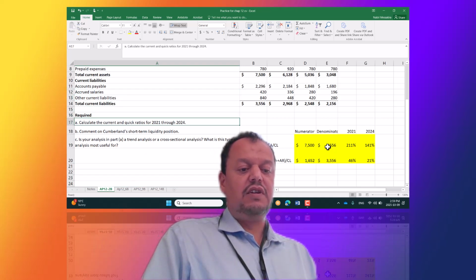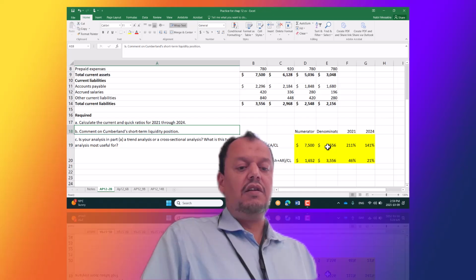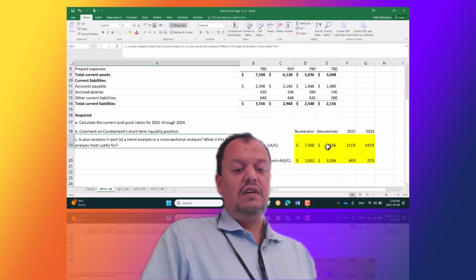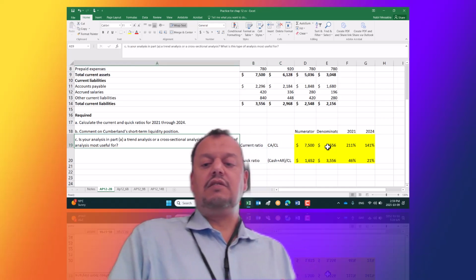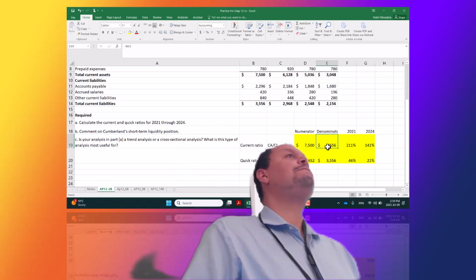Calculate the current and quick ratios, comment on the liquidity, and this is your analysis in part 8, 10, analysis. Okay, so this is cross analysis. Any question about this?